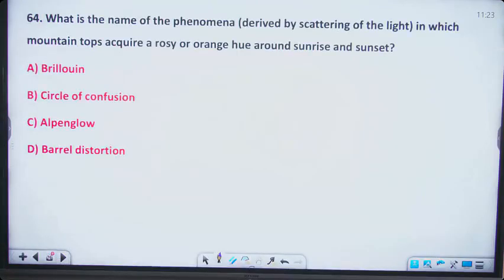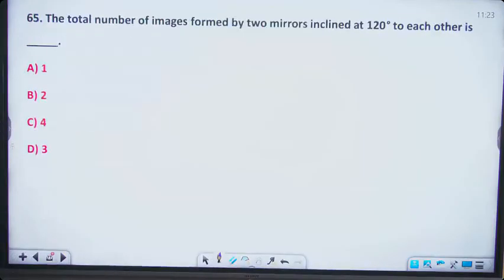Then, what is the name of the phenomenon caused by the scattering of light in which the mountain tops acquire a rosy or orange hue around sunrise or sunset? That is known as alpenglow. So after the class, you just type this word and see the images in Google Images, students. Whenever you're talking about mountains at sunrise or sunset time, the mountain peaks appear to be light pink in color. I'm not talking about red, I'm not talking about orange. They always appear to be light pinkish in color. Pink and orange shades can be seen. And that particular phenomenon is known as alpenglow.